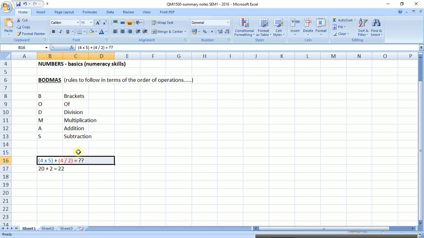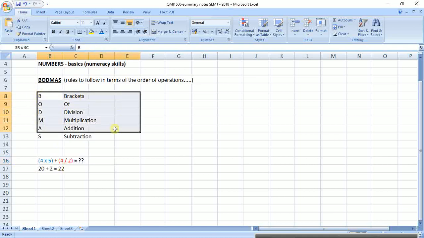So type that into a calculator. 4 times 5 plus 4 divided by 2. No brackets, just 4 times 5. Plus 4 divided by 2. 22, see? Okay, so it does that.